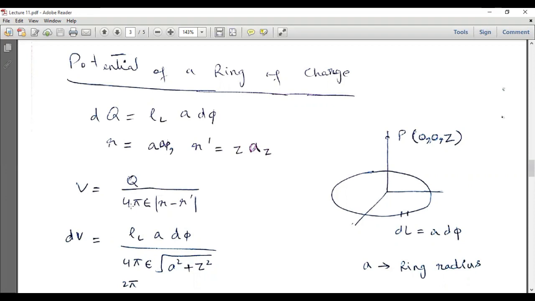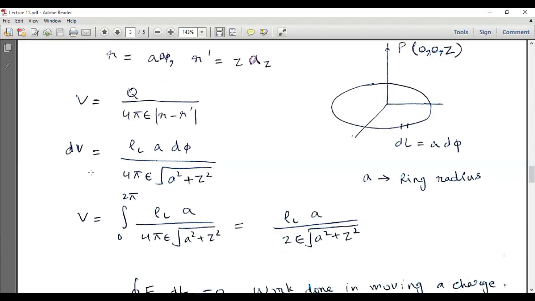V will be equal to Q over 4 pi epsilon times the magnitude of r minus r dash, and dV, the differential amount of potential, will be equal to rho l a d phi divided by 4 pi epsilon times the square root of a squared plus z squared. And we have to evaluate the line integral of this expression to calculate the total potential.